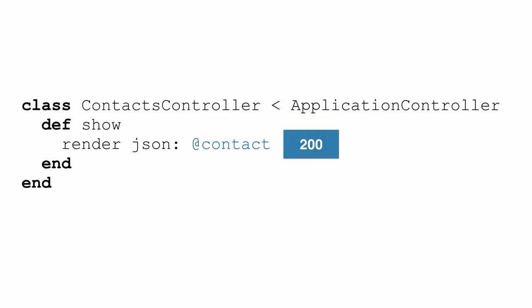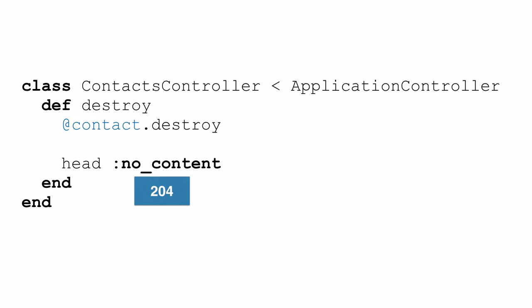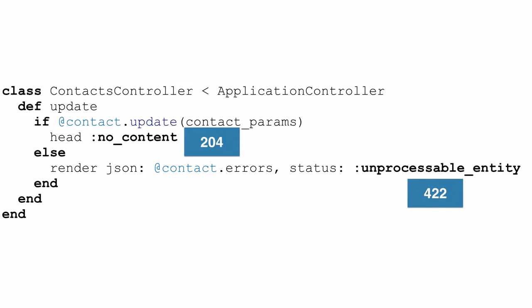The show action is for the GET of a single item. We render that item. Here we don't have to say status OK because Rails will do that automatically for us. If someone asks to destroy an item, then we respond with head no content or status code 204. And that just means you asked for something to be destroyed, it's done, everything is good. Update, same thing. If we update it successfully, we don't need to send back anything other than the header saying no content, which is equivalent to 204, which means everything went okay.